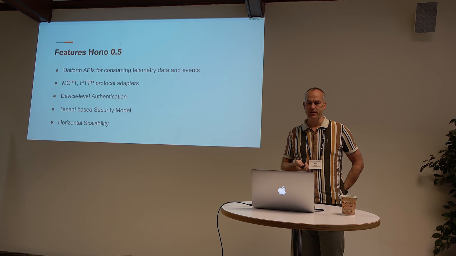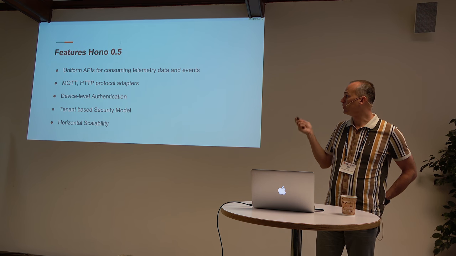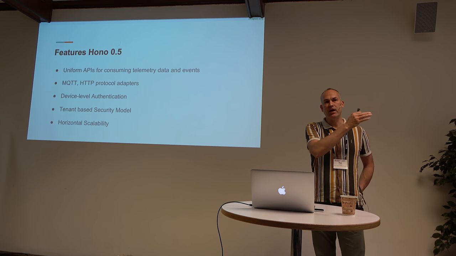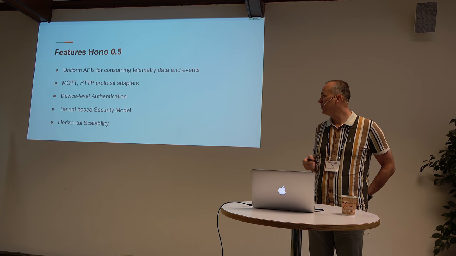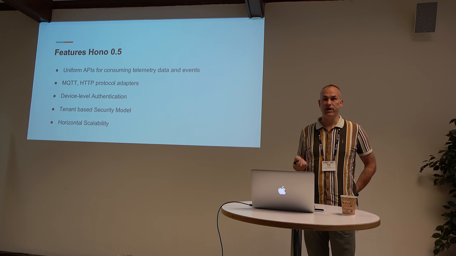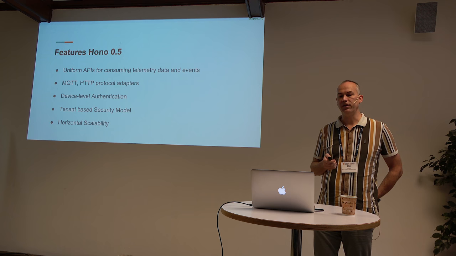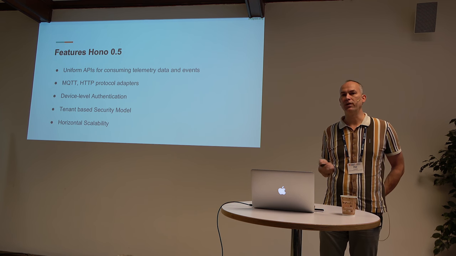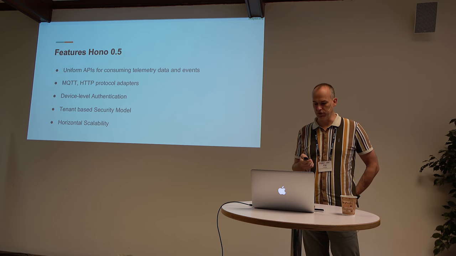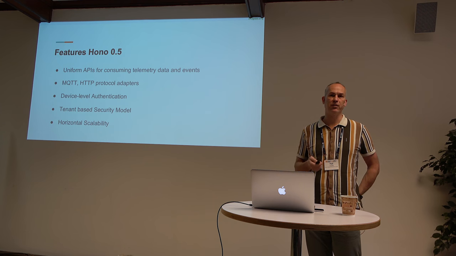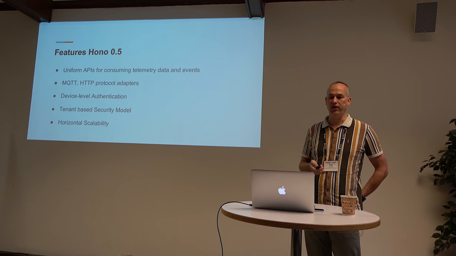on the Hono side. What we currently have is the uniform APIs in Hono 0.5 for consuming telemetry data and events, meaning we have downstream direction from the device to the cloud. And we have these standard protocol headers, I mentioned them. We authenticate each and every device that connects to one of the protocol adapters. We support different authentication mechanisms, the most prevalent one being, of course, something like basic authentication with a username and password. That is what most small devices actually do. But we can also support client certificate-based authentication, or authentication that is done as part of the TLS handshake.